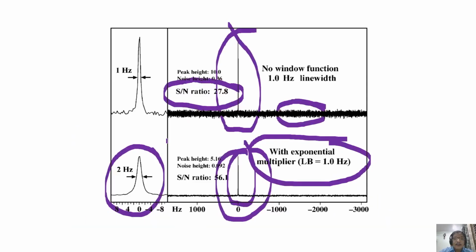But you may ask me a question, why should I use a positive function? If I use the LB line broadening function negative, an interesting thing happens: it will become sharper than this. The line width will be reduced. But the signal to noise ratio becomes much lower than this.